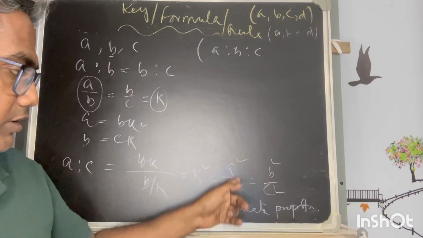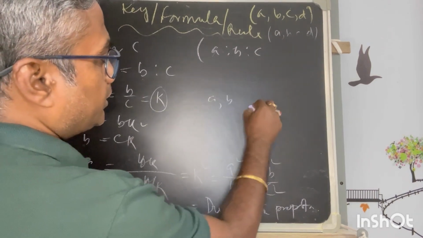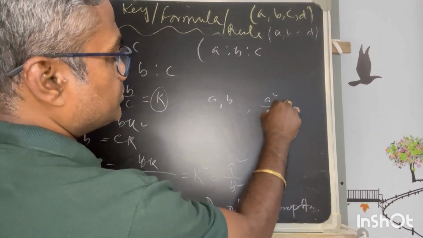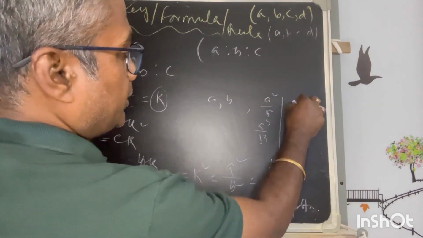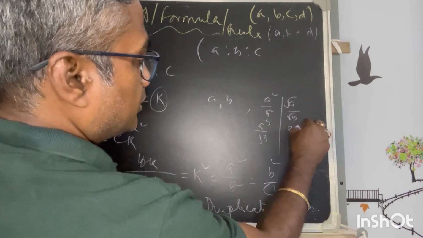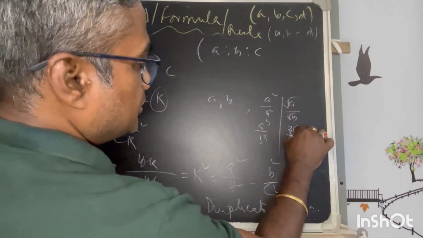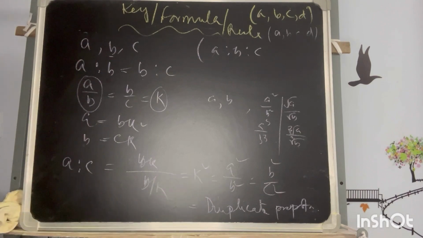This is square, meaning for any two terms A, B, their duplicate ratio will be A square by B square, and triplicate will be A cube by B cube, subduplicate root A by root B, subtriplicate cube root of A by cube root of B. This I have already explained. So these are the things. So this has been proved.